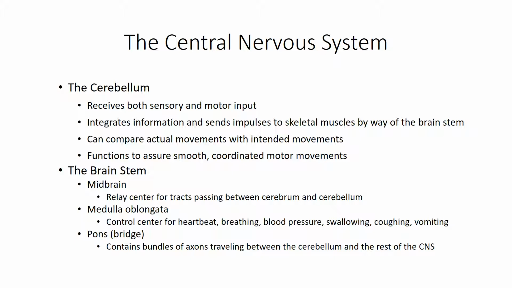Your cerebellum, that's really important for motor movement, and that helps you stand up straight and walk appropriately. And then you have your brainstem, and the brainstem has three big parts. You have your midbrain, which has tracks passing between your cerebrum and your cerebellum. You have your pons, which also has these axons going between the cerebellum and the rest of your central nervous system. And then you have your medulla oblongata, and that's the control center for basic things like heartbeat, breathing, blood pressure, vomiting, other things like that.